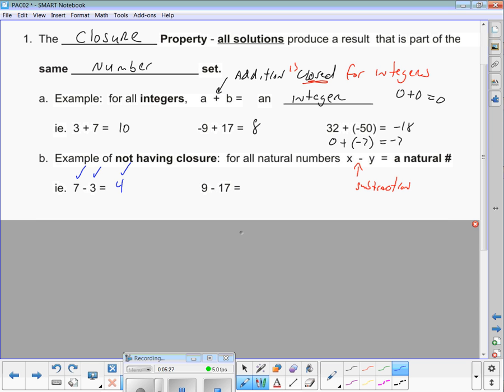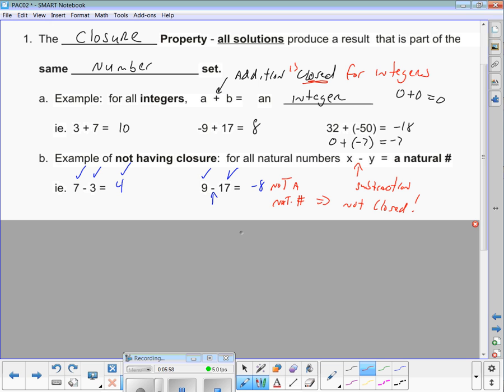Well, example number 2, I have natural number 9, subtraction symbol, natural number 17, and where do I end up? I end up at negative 8. Is negative 8 a natural number? It is not a natural number. That implies it is not closed. Again, if you can find one example that gets you out of the number set, then it is not closed.